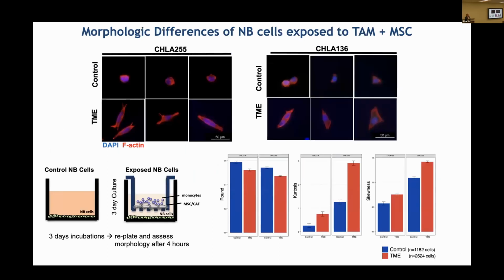So a postdoc in my lab, when we were doing these experiments, noted that when we do this culture in a transwell, with the tumor cells at the bottom exposed to both monocytes and MSCs or CAFs on top, when you replate them, they look very different right after you replate them. They have an elongation of cells, versus the control ones, which are very round. With some morphometric analysis, we proved this to be the case: they have a very different shape than the control cells, which are just the tumor cells by themselves conditioned in these media.